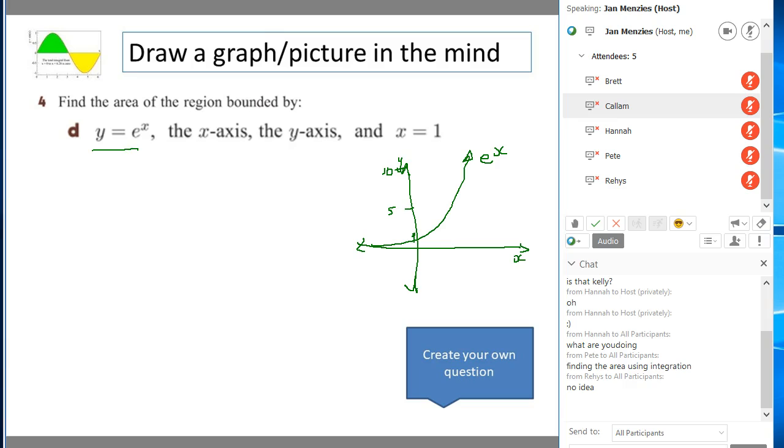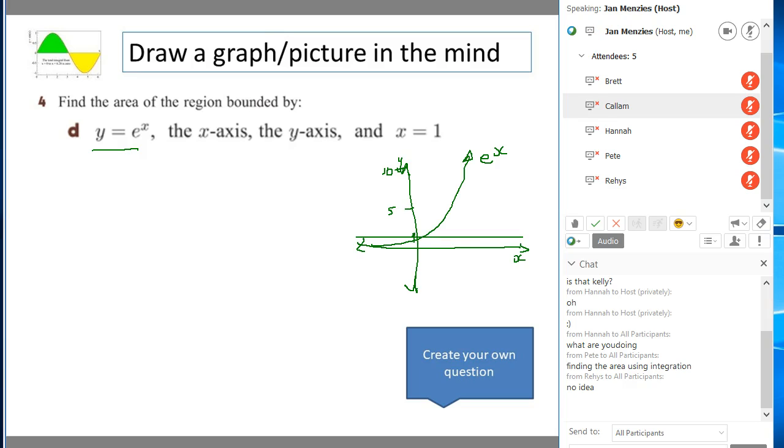So we know what y equals e^x looks like. The x-axis is y equals 0, and the y-axis is x equals 0. Whatever colour you like, and the line x equals 1. It doesn't matter what value y is, the x coordinate is always 1.